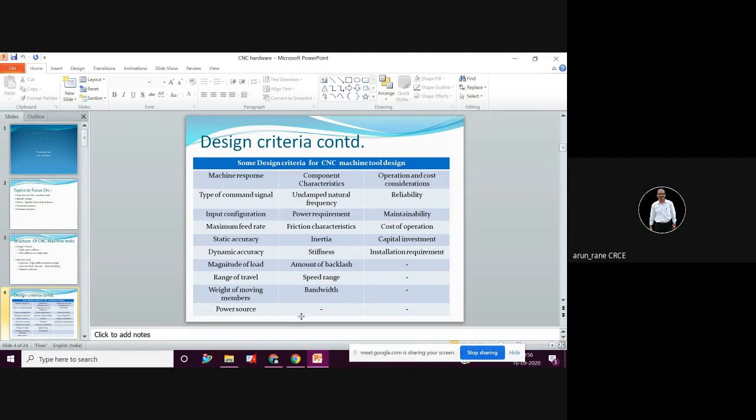Bandwidth, that is of the electrical signal. That is in case you want to interface. I told you that sitting at home, sitting on the table here at home, you can run the machine in your USA or in London. Machine response, command signals, what kind of pulses you are giving or generating, whether square pulse or triangular pulse.